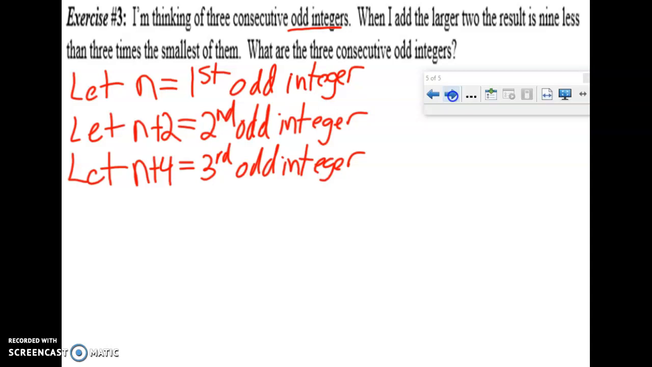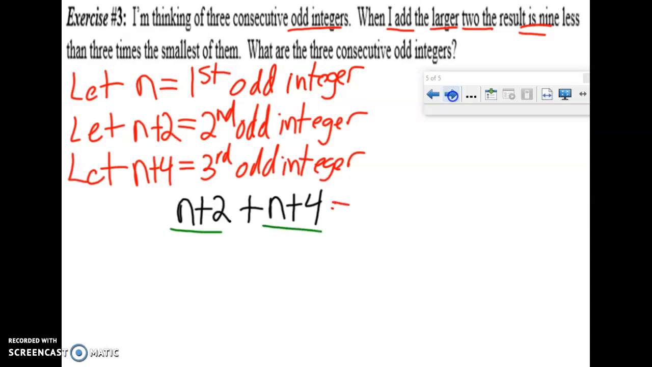Now, it's time to go back and read. When I add the larger 2, the result is, there's my equal sign. So I'm going to focus just on this side, adding the larger 2. Well, the larger 2 must be the second and the third. So that means I'm going to take n plus 2 and add it with n plus 4, the larger 2. And we can see how that's a number and that's a number. Now these are equal. All right, now we can read the other side.